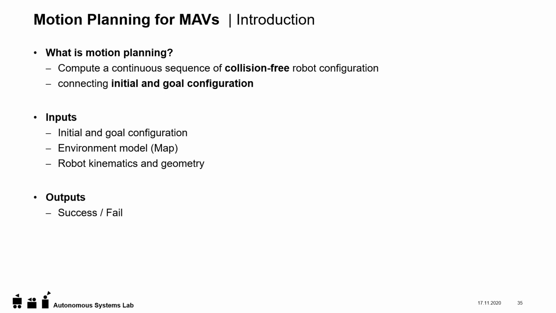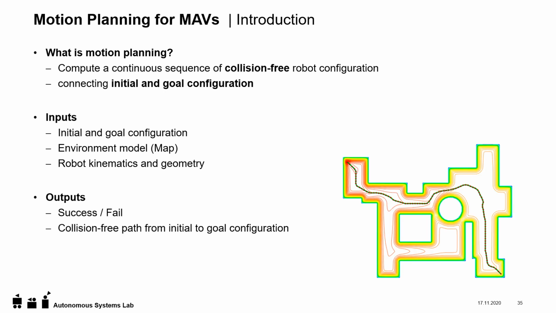The output is a success or fail notion, because in some maps and for some start and goal configurations, the map might forbid that we find a feasible path because there might be no connection, or the robot kinematics might also tell us that, for example, we want to move too fast or to a state that is impossible for the system. But in case the planning is successful, it outputs a collision-free path from initial to goal configuration as visualized in this image on the right.